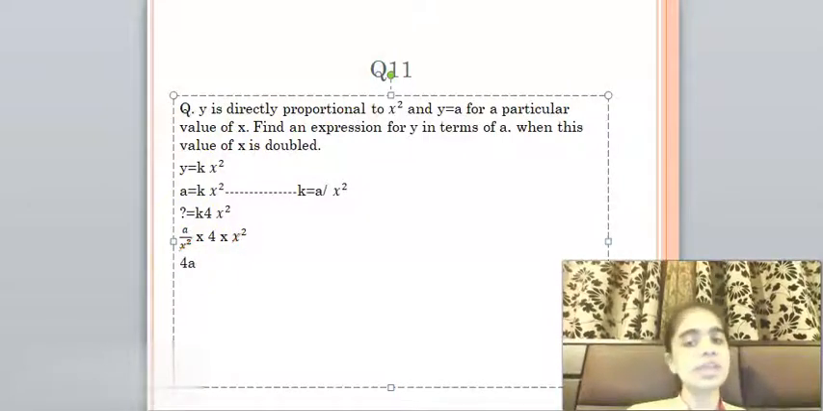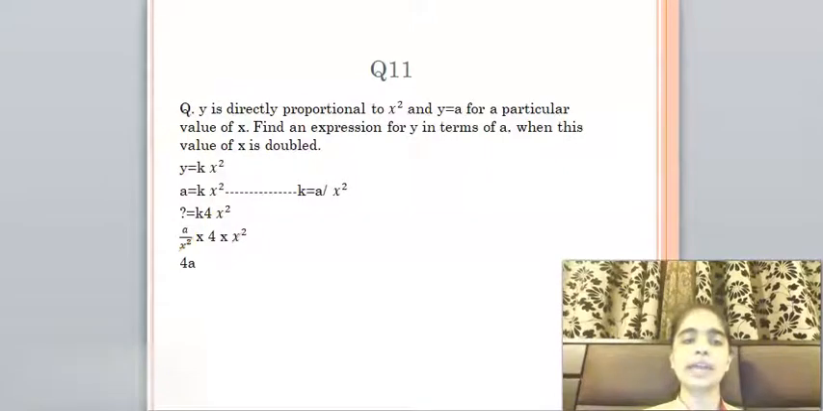See, it is very easy with both the methods. Whatever method you like, you can use. Okay? So now let's move to the next question.